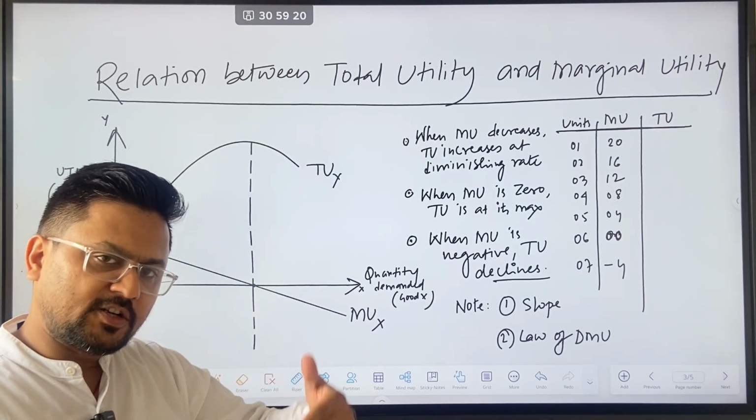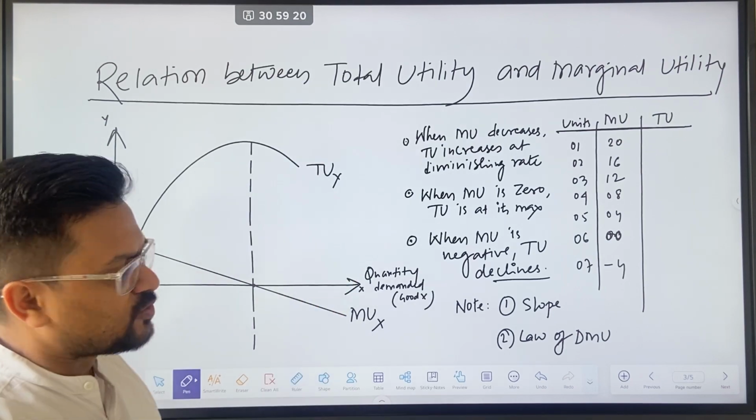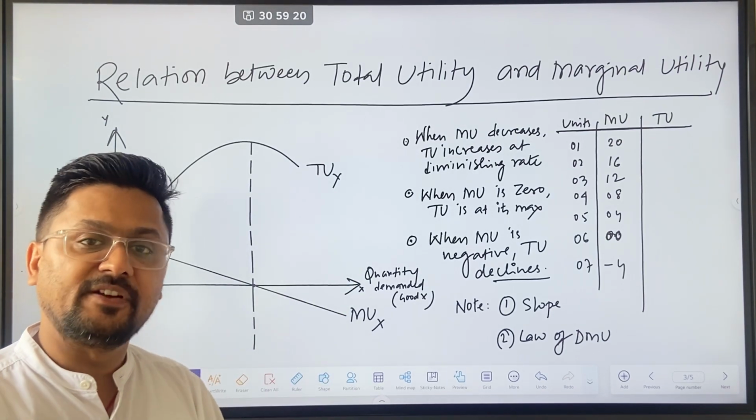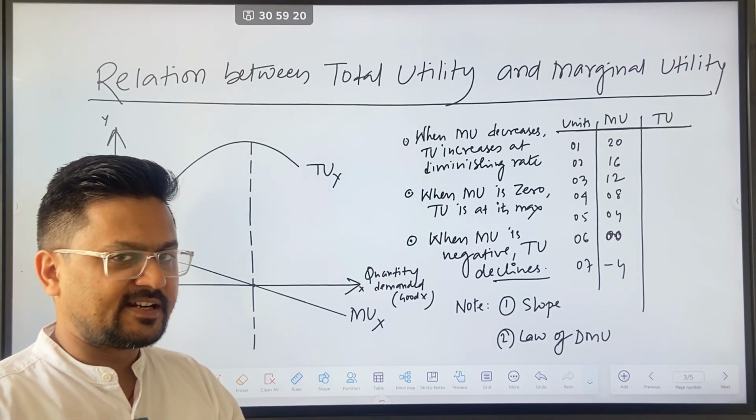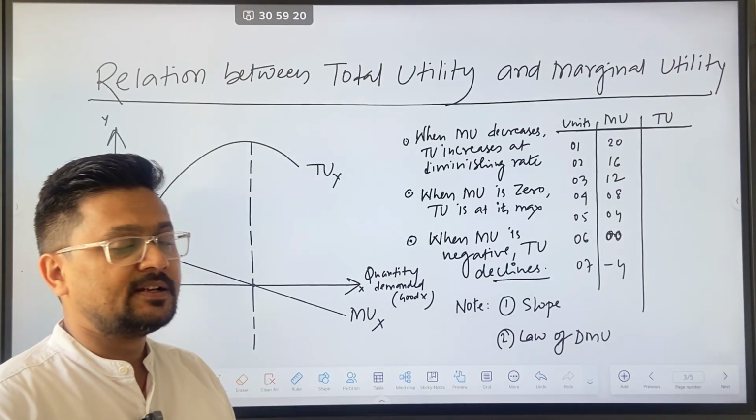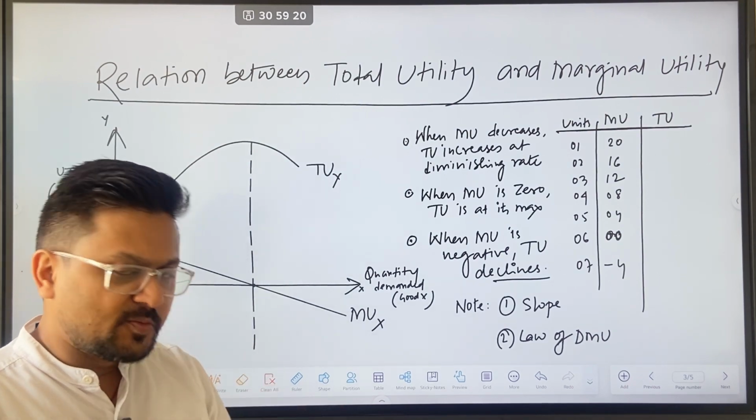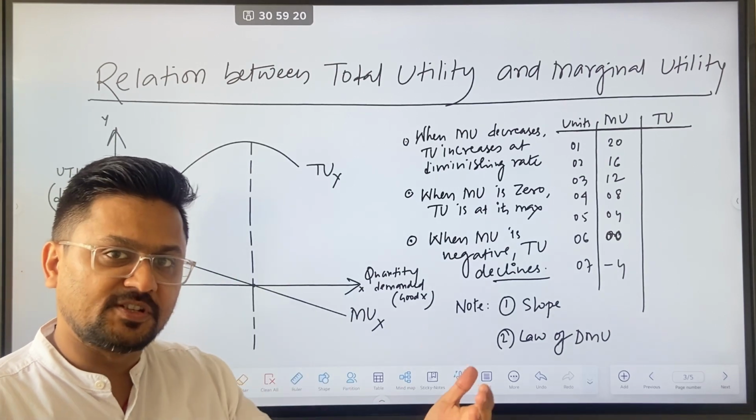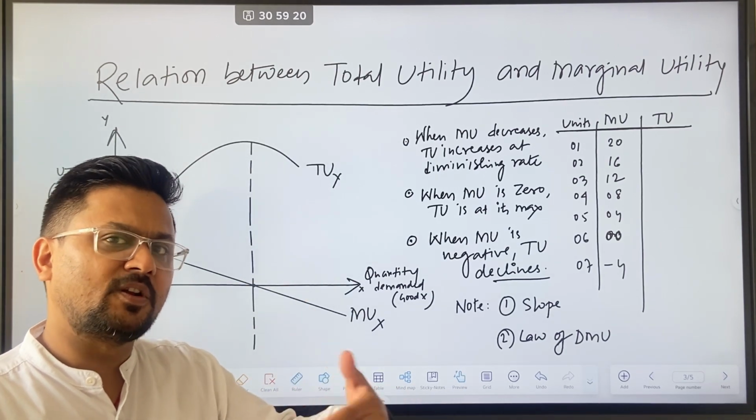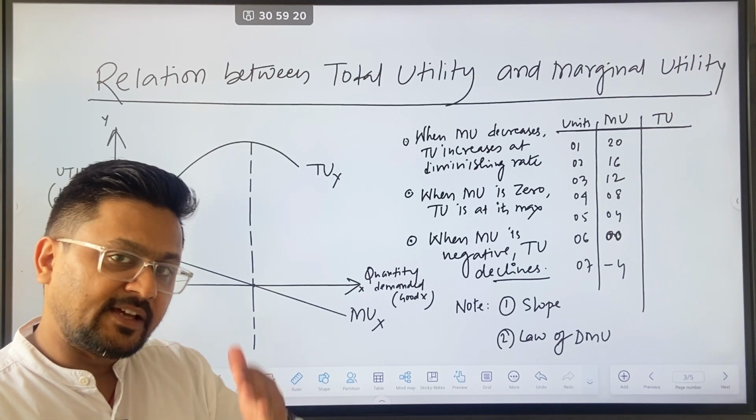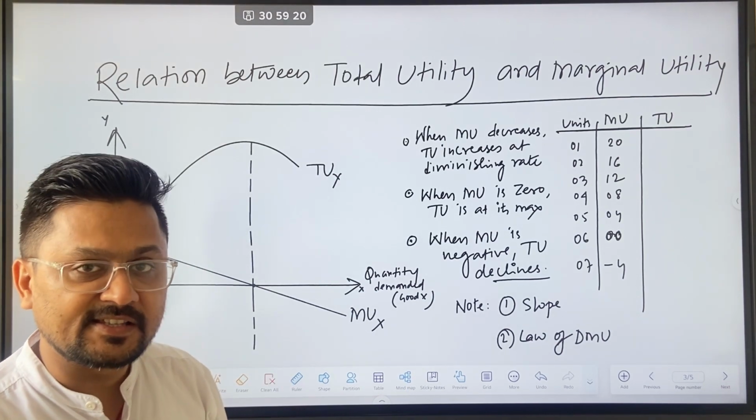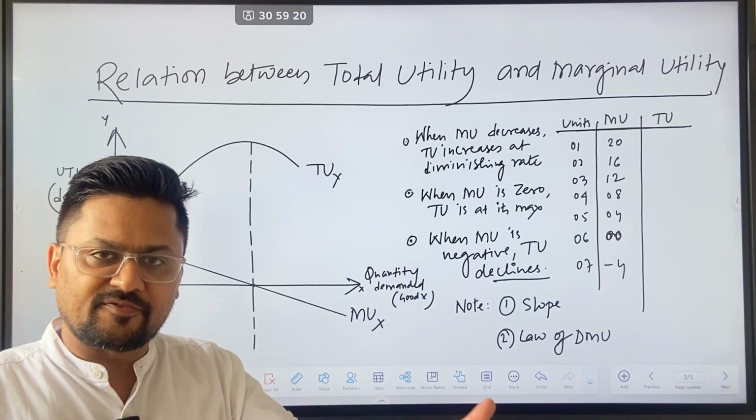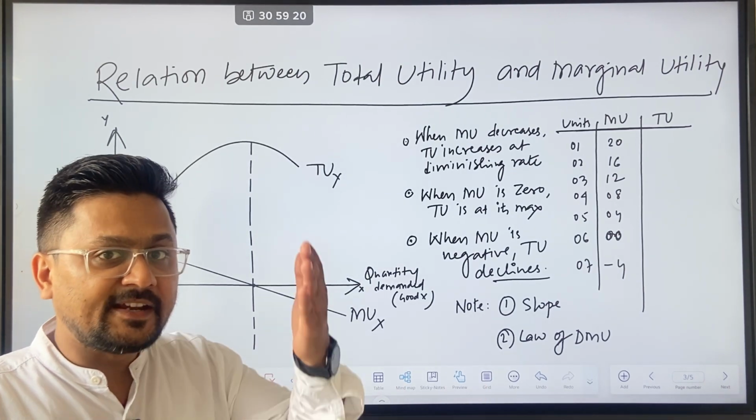First, in order to understand the relationship between total utility and marginal utility, we need to understand the concept of the law of diminishing marginal utility, that is, the law of DMU. So as the consumer consumes more and more units of a commodity, remember that units must be homogeneous, the additional satisfaction keeps on decreasing. That is, whatever satisfaction he derives from the consumption of the units of the commodity keeps on diminishing.